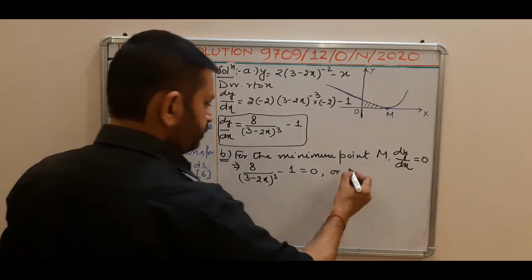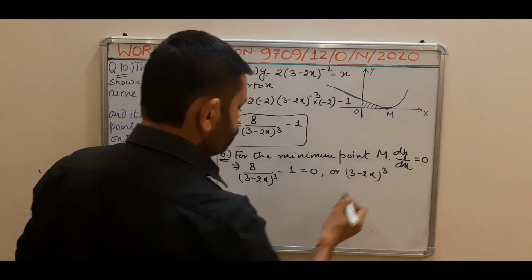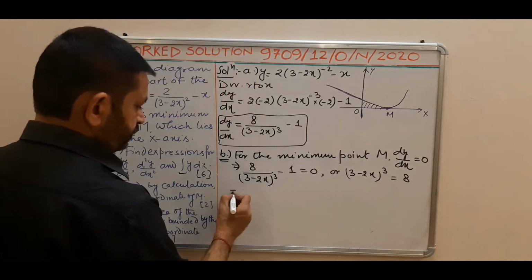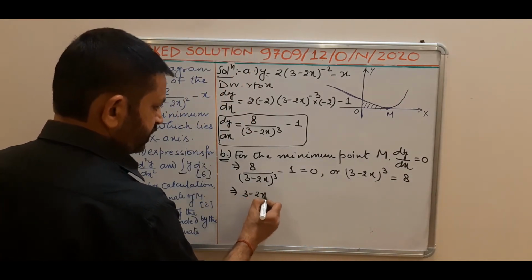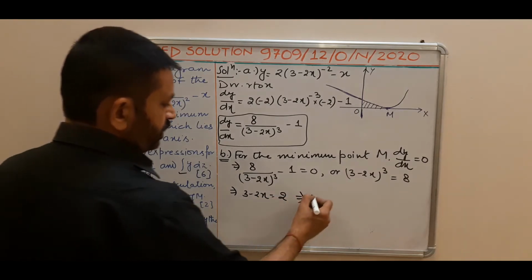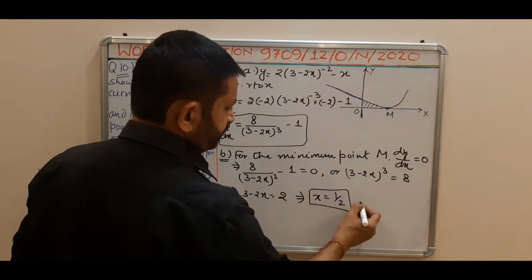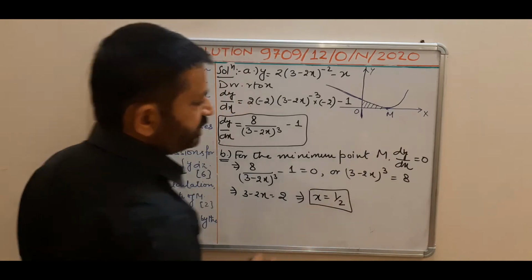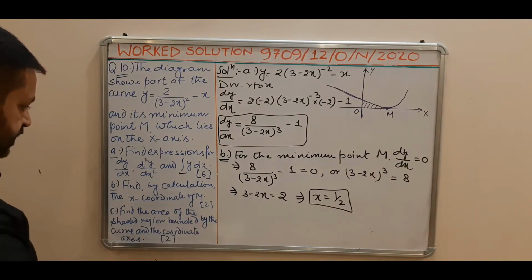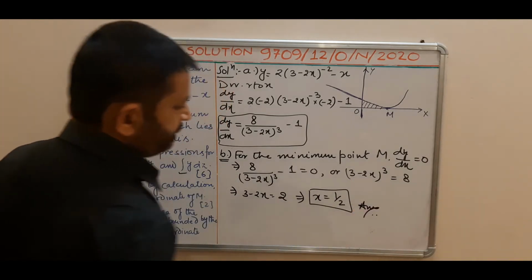or (3 minus 2x) cube is equals to 8. It means 3 minus 2x is equals to 2. So that will give you x is equals to half. So x equals half represents the x coordinate of point M. This carries 2 marks. So hence the x coordinate of M is 1 by 2.